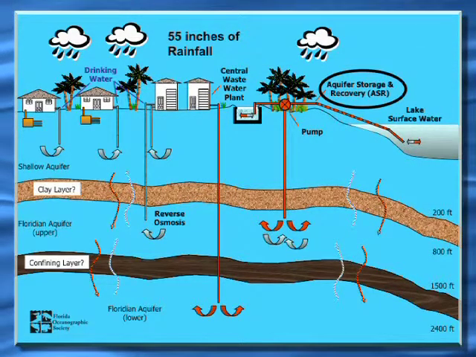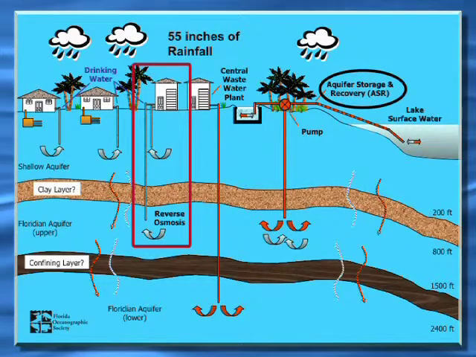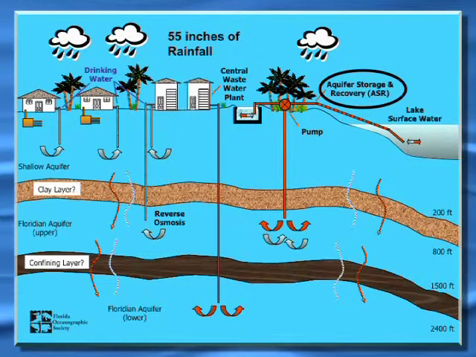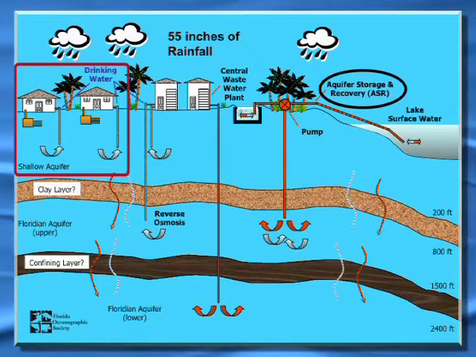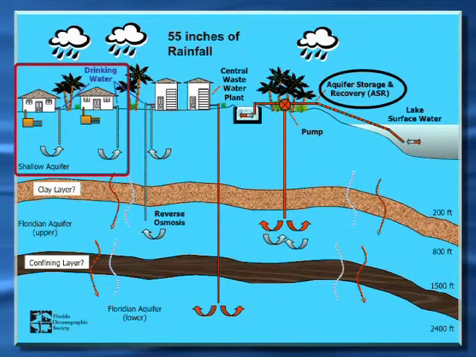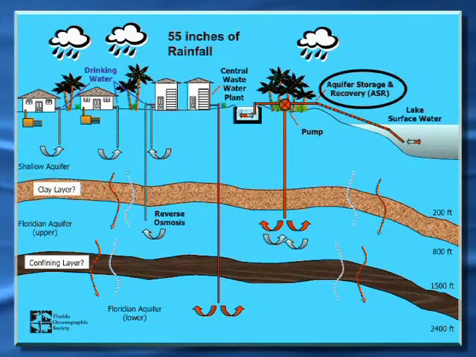We also use the Floridan aquifer for our drinking water. You can see down in the center part, when we have our drinking water, we pump up from the upper Floridan aquifer, treat it in a water plant with reverse osmosis, and then we use that for potable water. Years ago, on the left-hand side, we used to use primarily the shallow water aquifer, which is the first 200 to 300 feet below the ground surface, and that's recharged only by rainfall. So you can see the 55 inches of rainfall a year that recharges the shallow aquifer.